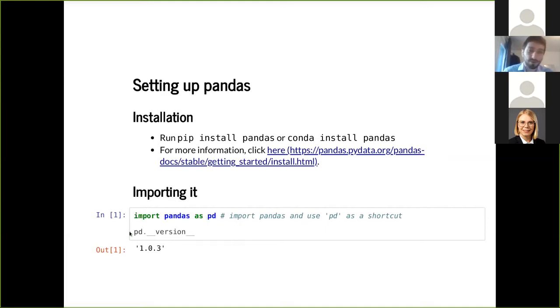And if you want to check, for example, if it works, you can print the Pandas version with pd.__version__. And if you installed Pandas recently, probably you have a version a bit similar to mine, 1.0.3. So you have Pandas working, this is all you need to do.